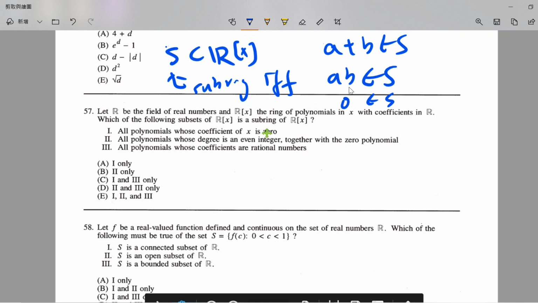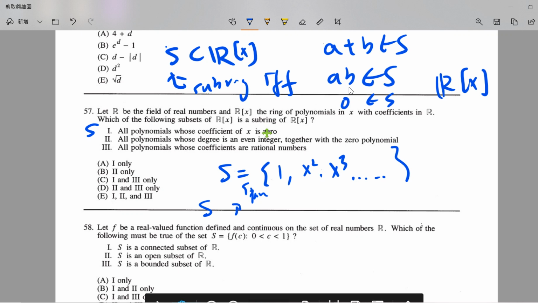Everybody knows about it, but let me show you why. The first one is the polynomials where the coefficient of x is 0. So I can say it is the span of the constants, x squared, x cubed, and so on. If I view R[x] as a vector space, S is a subspace of R[x]. So this one is closed under addition.